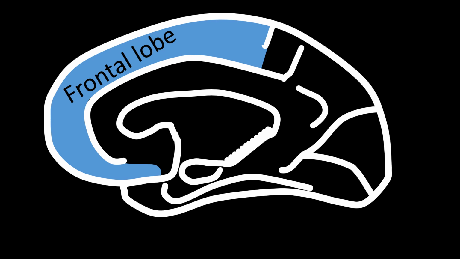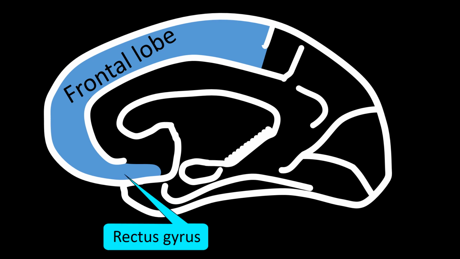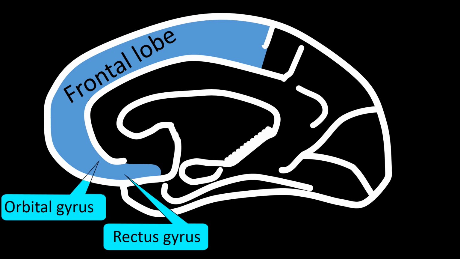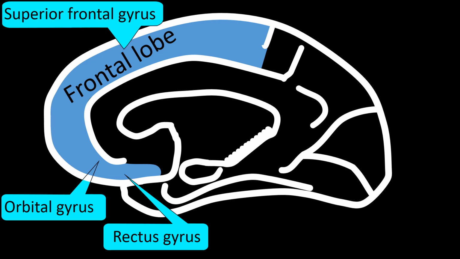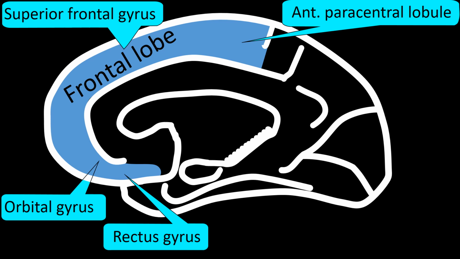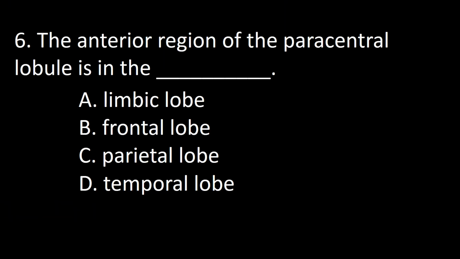The lowest part of this lobe in this view is the rectus gyrus. The orbital gyrus is lateral to the rectus gyrus. The gyrus above is called the superior frontal gyrus. The posterior part of the frontal lobe behind the superior gyrus is called the anterior region of the paracentral lobule. The anterior portion of the paracentral lobule and the superior frontal gyrus often melt into each other, and it is not possible to say where one starts and the other one ends. So the answer to this question is B.